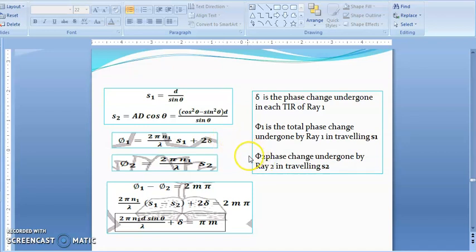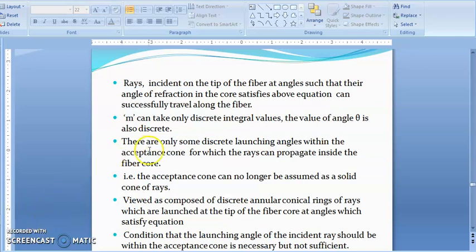Similarly, what is phi 1 and what is phi 2? Phi 1 is the phase change experienced by ray 1 in traveling S1. Phi 2 is the phase change undergone by ray 2 in traveling S2. So you should find the phase difference, phi 1 minus phi 2. That should be equal to 2m pi, integral multiples of 2 pi. If this condition is satisfied, constructive interference is going to happen and the wave will be propagating, we say.